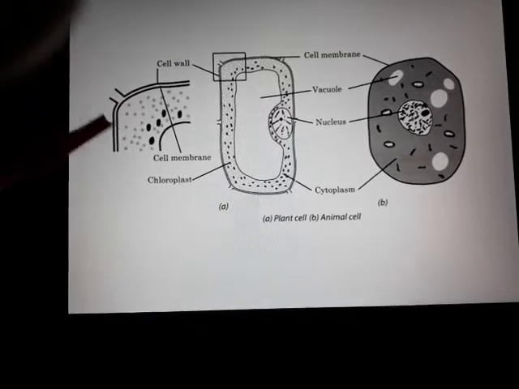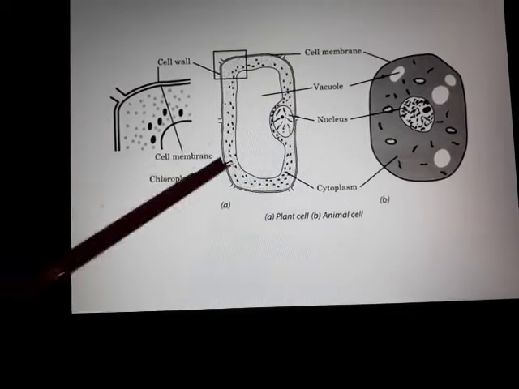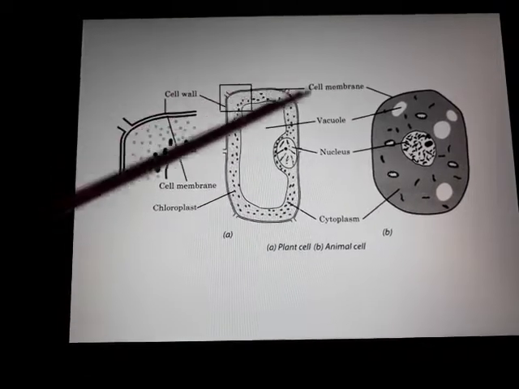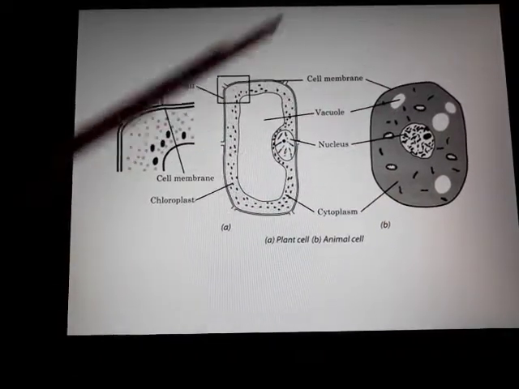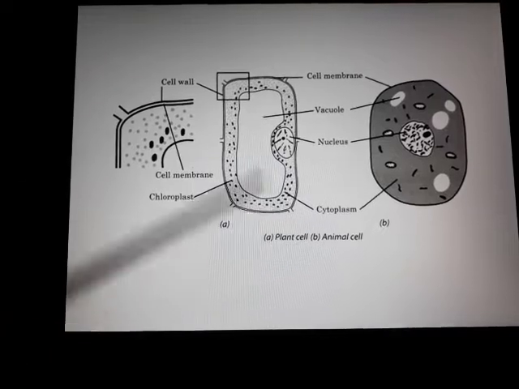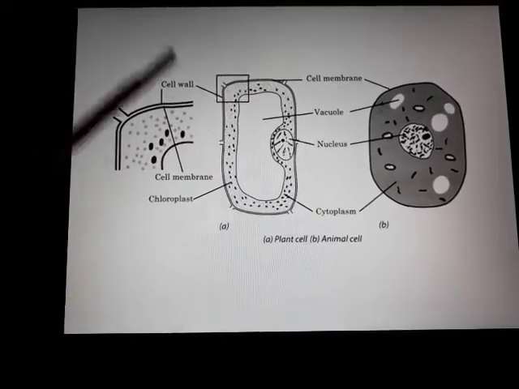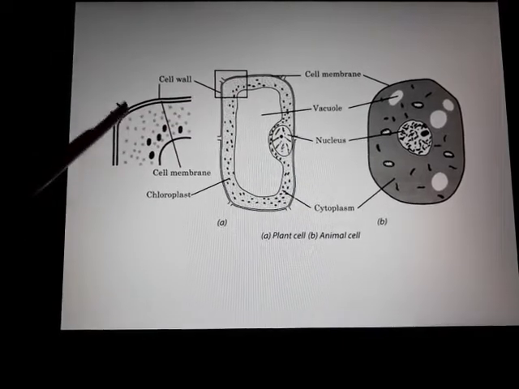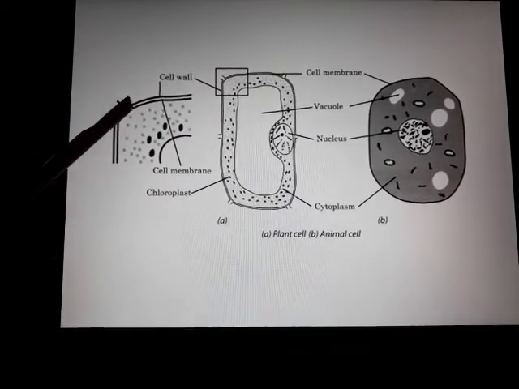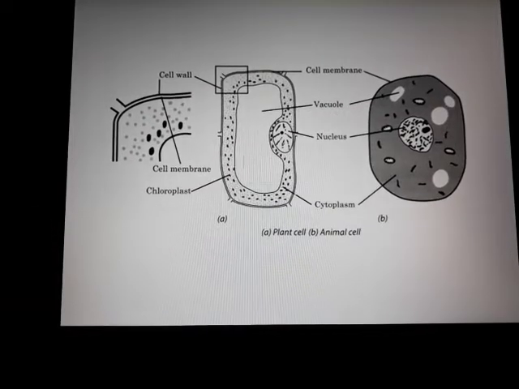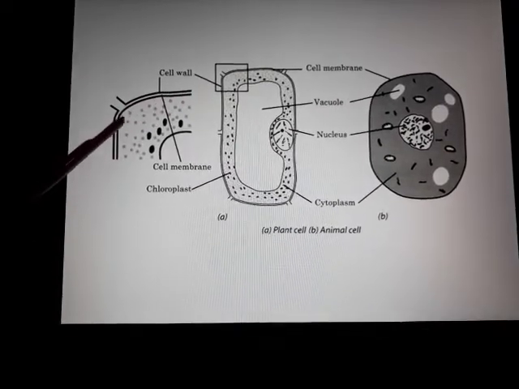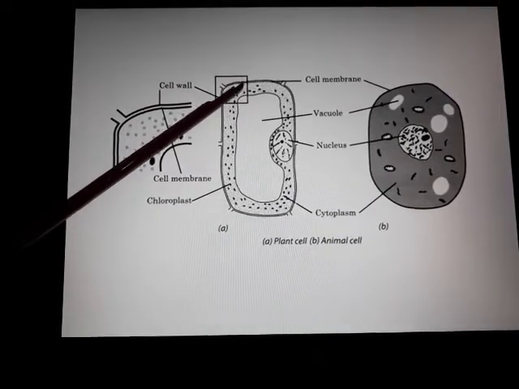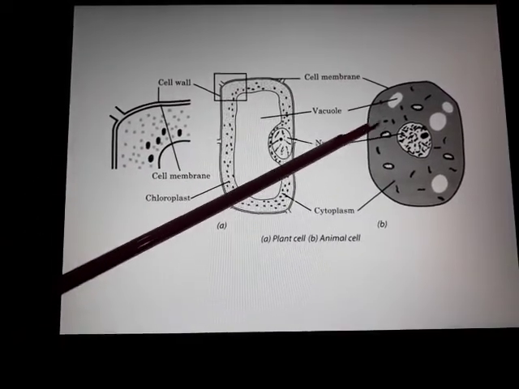Now, let us see the first structure, that is the cell membrane. You can see this is a plant cell and this is the structure of an animal cell. In the plant cell, children, you can see there are two layers. If you magnify this part, you can see that the outer layer is the cell wall, which is absent in the animal cell, and the inner layer is the cell membrane. This cell membrane becomes the inner layer of the plant cell and the outer layer of the animal cell.